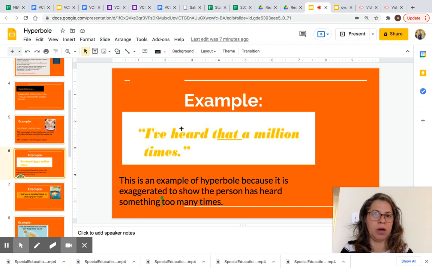Another example of hyperbole: I have heard that a million times. This is an example of hyperbole because it is exaggerated to show the person has heard something too many times. When someone tells you something over and over, sometimes you say, I have heard that a million times. Or you can say, my mom has told me a million times to clean my room. She didn't tell you a million times, but she told you a few times.